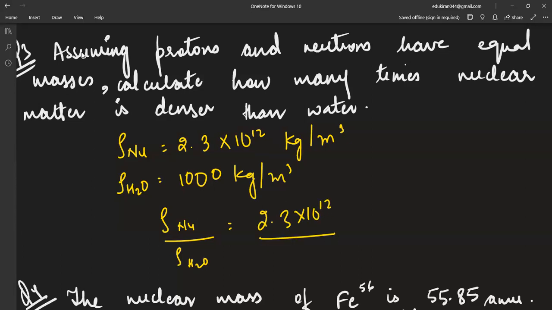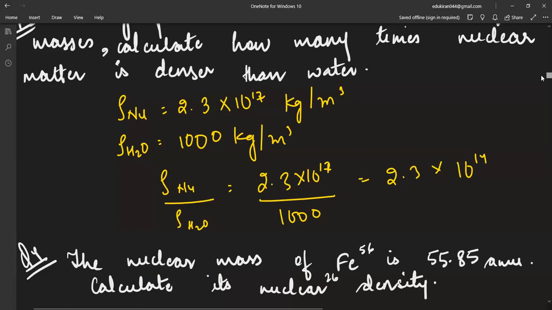Density of nucleus by density of water is equal to 2.3 into 10 to the power 12. This is 17, sorry, not 12. This will be 17. Nuclear, 17, by 1000. That is 2.3 into 10 to the power 14. This is the ratio. This question all of you will answer in the chat column. Last one.